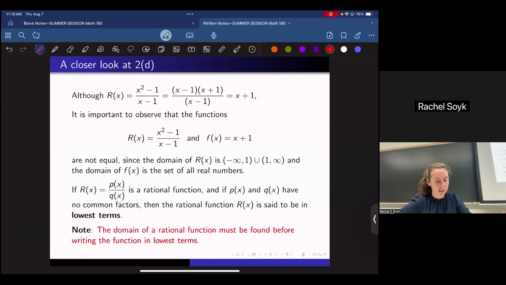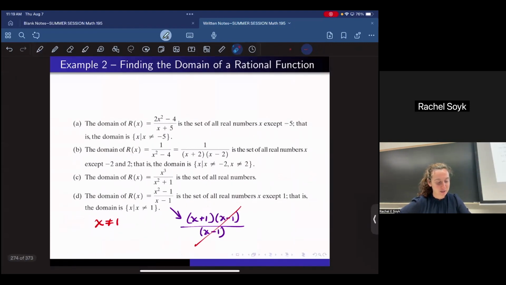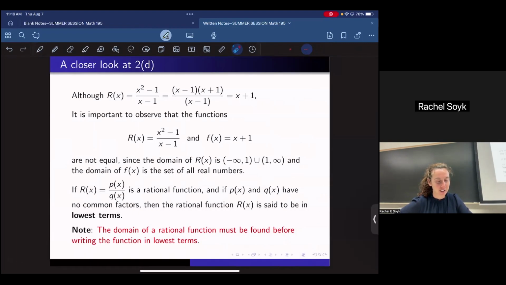And yeah, that's exactly what I mentioned. So that last example, again, we factor it out. It can be simplified to x + 1, but we once again need to make sure that 1 is still excluded because it makes it undefined.